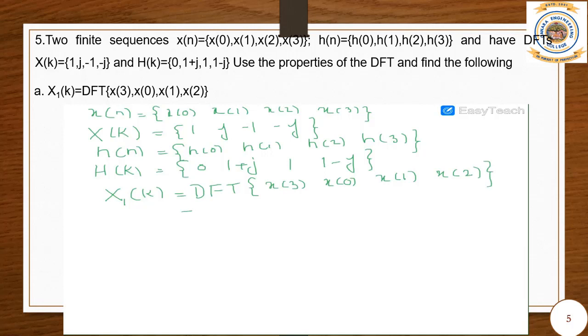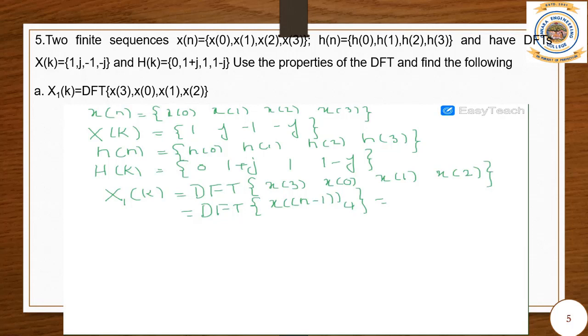We can rewrite this as DFT of x of (n minus 1) modulo 4. So when n value is 0, it is x of minus 1, so 4 minus 1 gives you x of 3. When n value is 1, it gives rise to x of 0, and so on. This is equal to, we are making use of the circular time shift property.